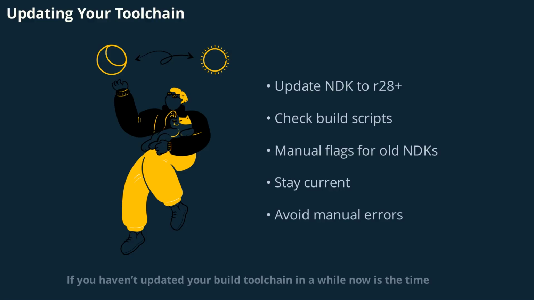If you haven't updated your build toolchain in a while, now is the time. Modern versions of the Android NDK handle 16 KB pages by default, but older versions require manual configuration. Check your build scripts and make sure you're using the latest tools. This simple step can save you a lot of trouble down the road.